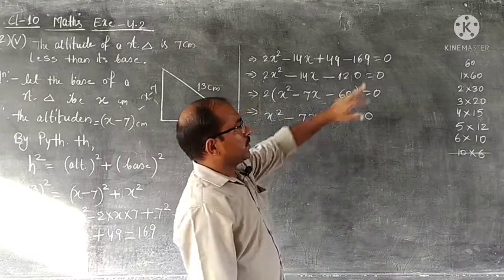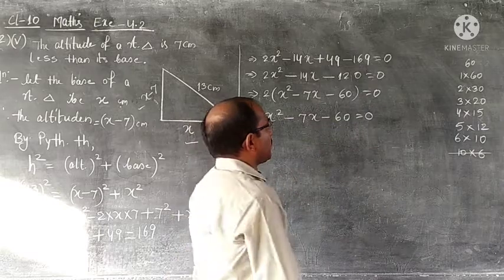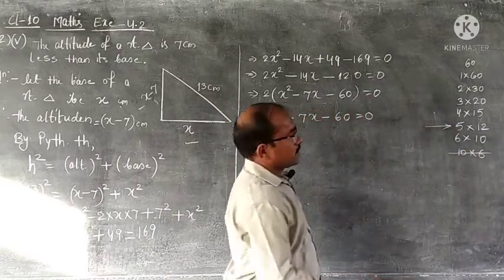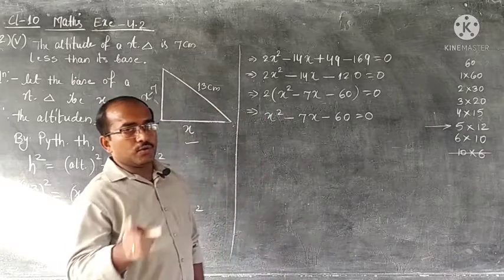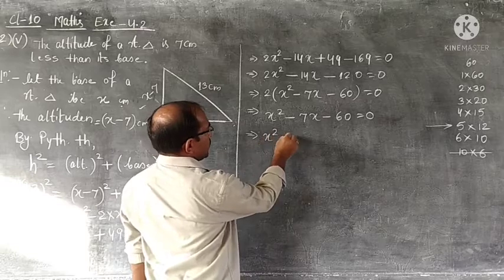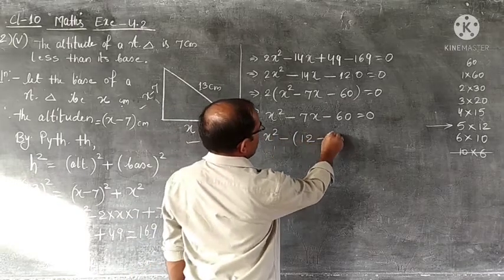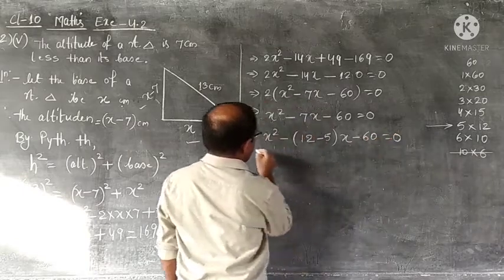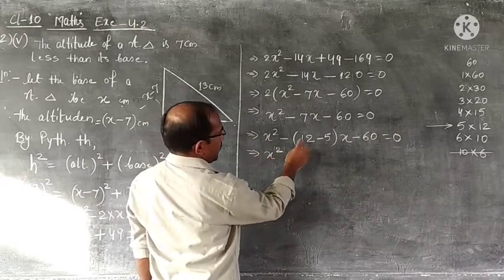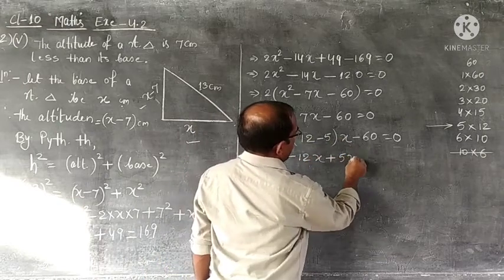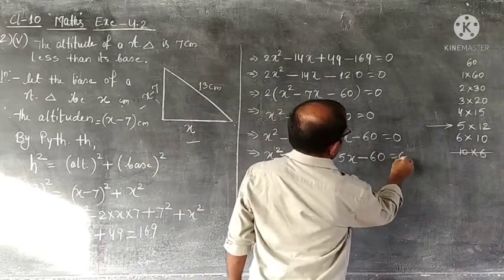The middle term is 7. Just have a look at which pair will give us 7 by adding or subtracting. This will give us 7: 5 and 12, 12 minus 5. We will do that. x square minus 12x plus 5x minus 60 is equal to 0.